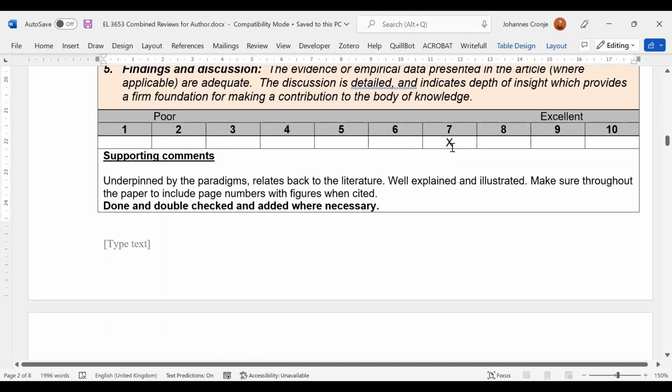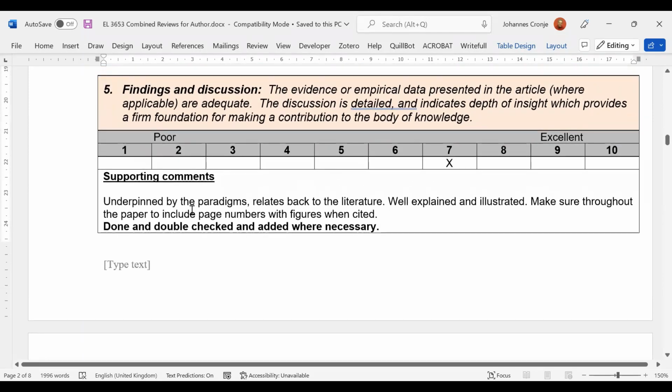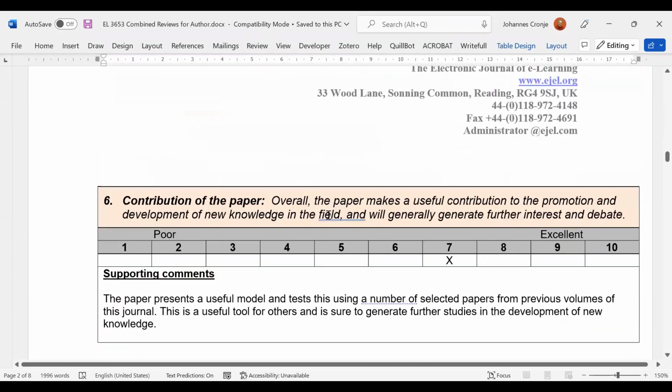And I get a 7 for that, which is good. And then it says that it's underpinned by the paradigms, it relates back to the literature, it's well explained and illustrated, but I need to add page numbers with citations and figures and so on, which of course I'll do.